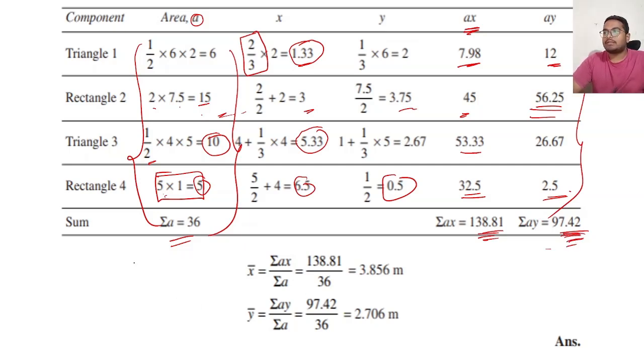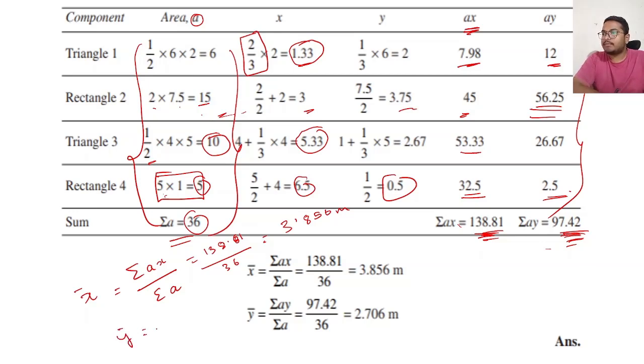Now to calculate the centroid, we have this particular formula. X bar is equal to summation Ax divided by summation A, which is equal to 138.81 divided by 36. 138.81 is from here and 36 is your area. If we calculate this, you're going to get 3.856 meters. And for the y-axis, you're going to get 97.42 divided by 36, so you're going to get 2.706 meters.